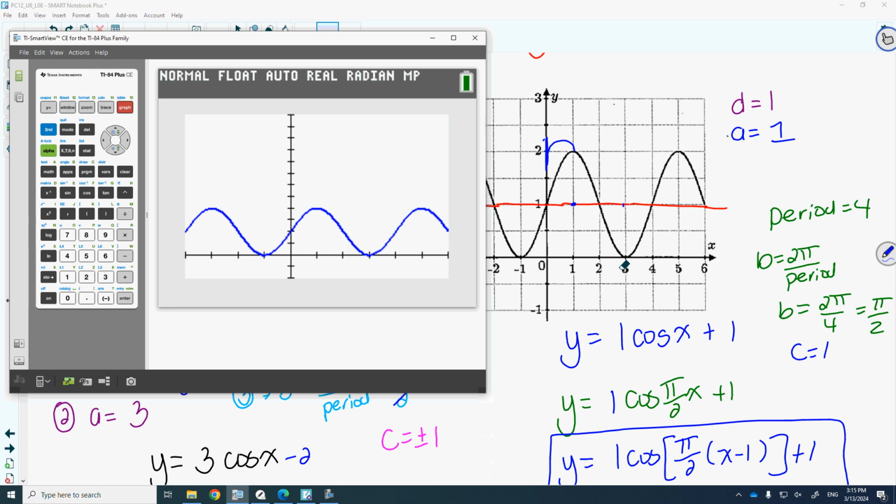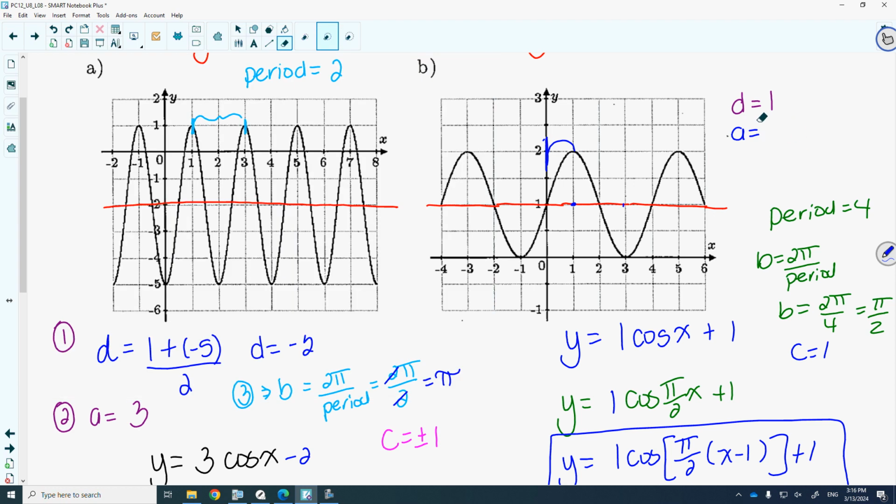Okay. So again, this min is at 3, that min is at 3. I could check this max. When x is 1, y is 2. So if I want to check this max, I could go second, calculate a maximum. And I'm going to go left of the max, right of the max, and I just want to check that. So this is 1. When x is 1, y is 2. It's just going up by a scale of 0.5. Okay, so yeah, I made a mistake there. My amplitude is 1 here, not 2 units.